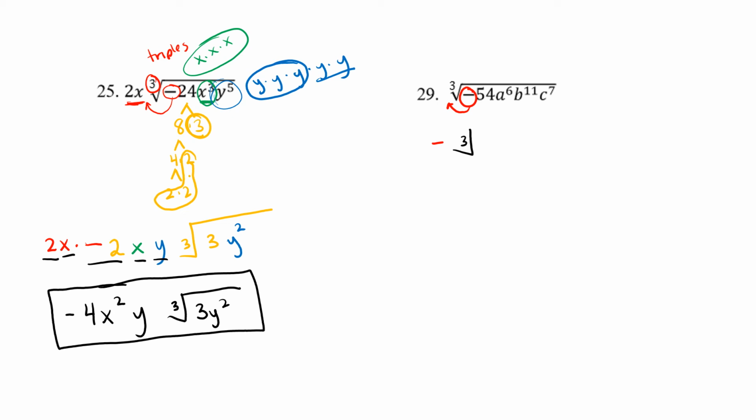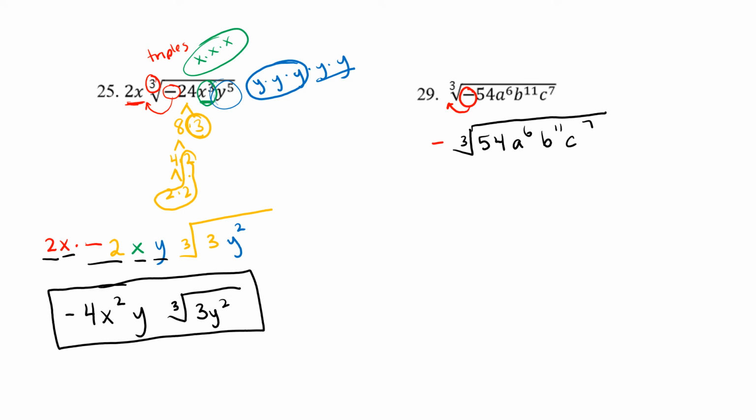So this is what I see now, right? When we take the negative out, now we're just dealing with 54, a to the 6, b to the 11th, c to the 7th, sorry. So that negative sign is just going to be attached to our answer at the end.